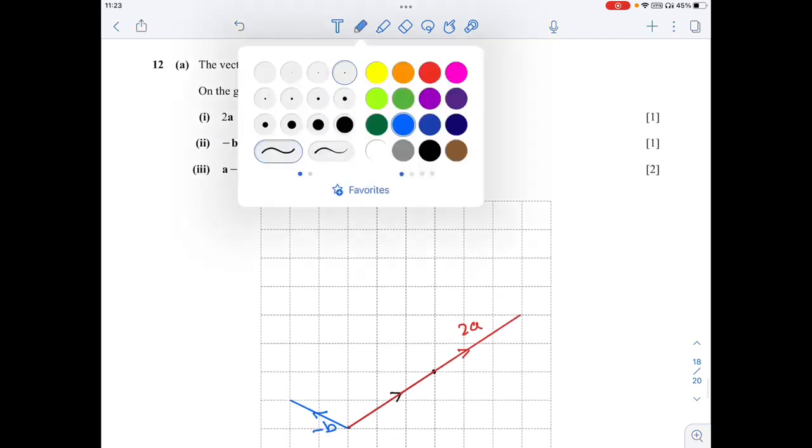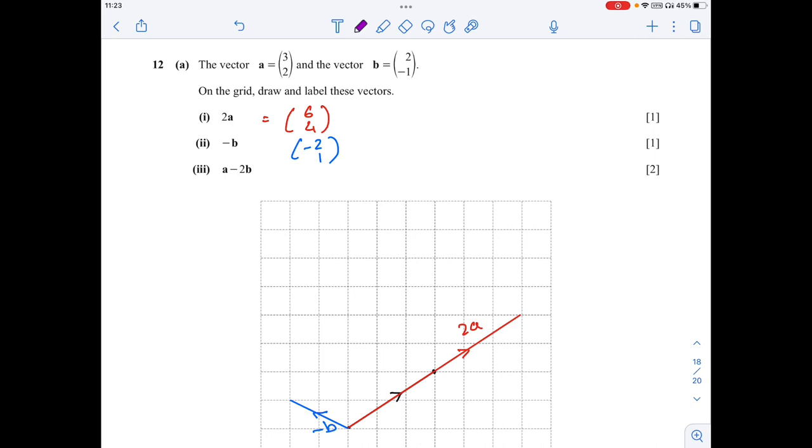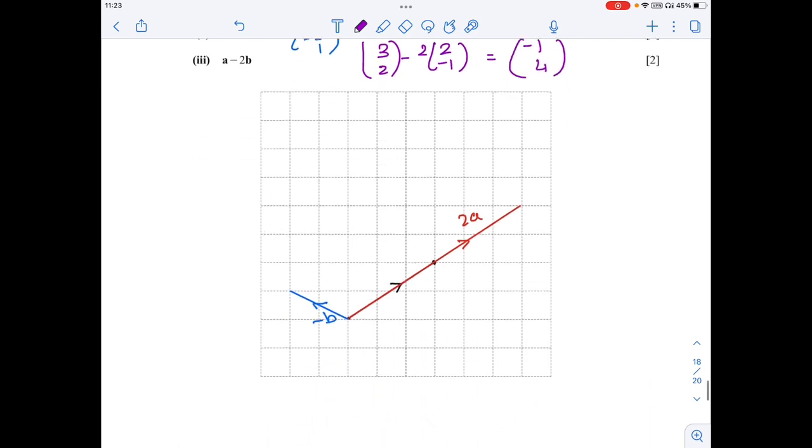And A minus 2B. A is nothing but what? 3, 2 minus 2B. 2 times 2, minus 1. So it becomes 3 minus 4 is minus 1. 2 plus 2 is 4. Negative 1, 4. Negative 1 and go up 4. This will become A minus 2B.